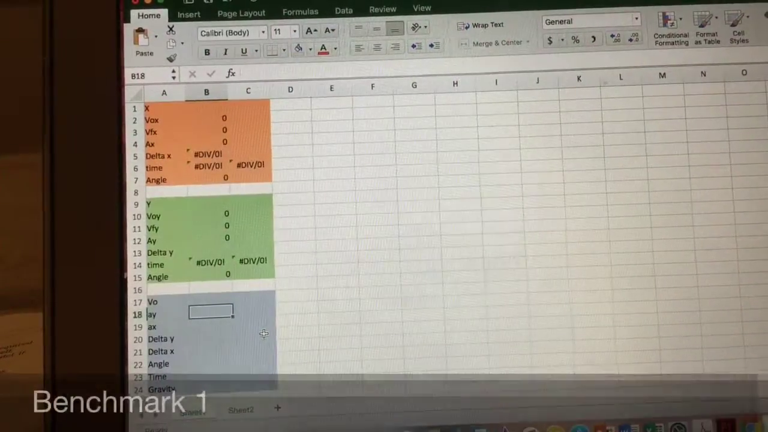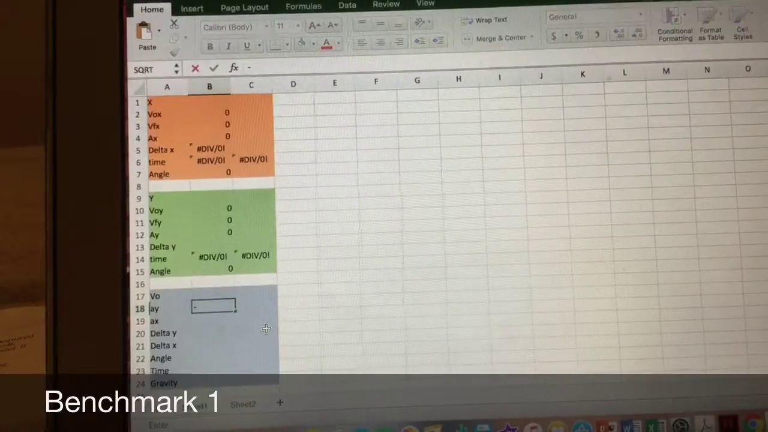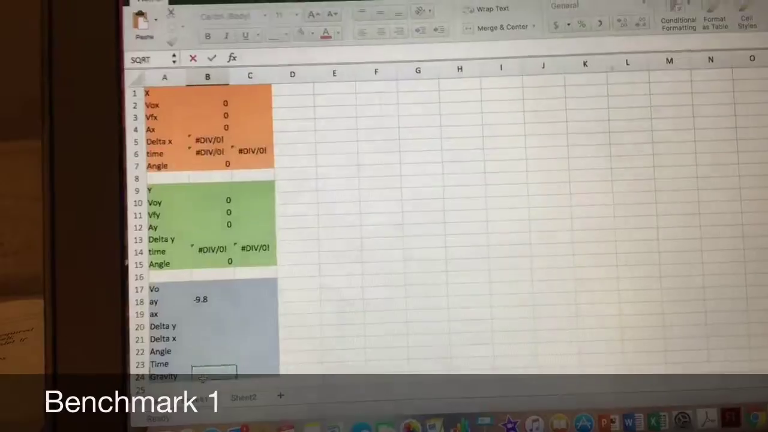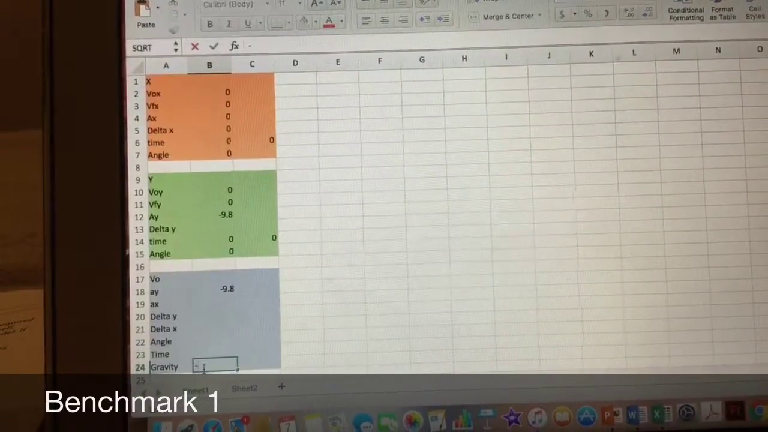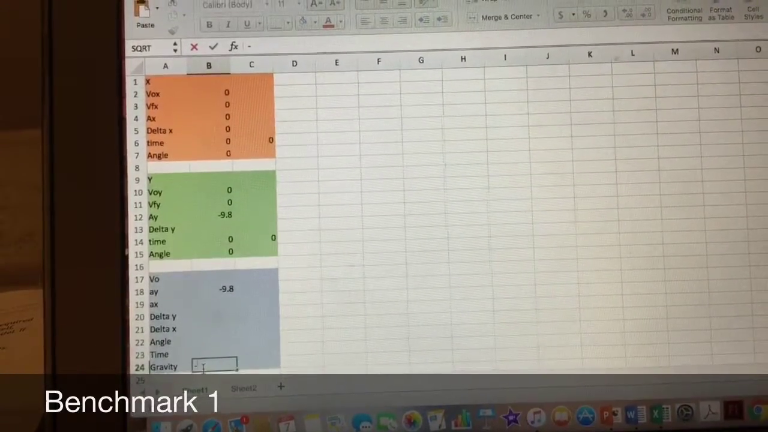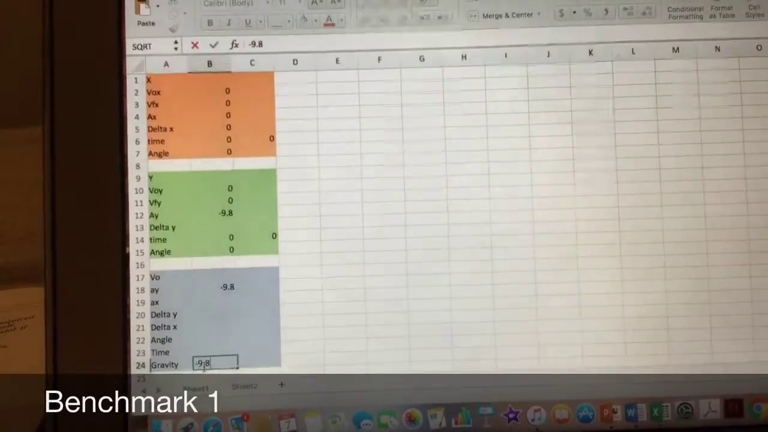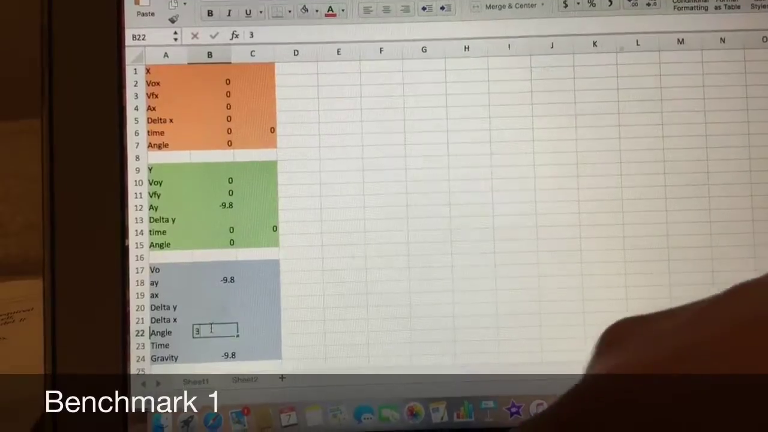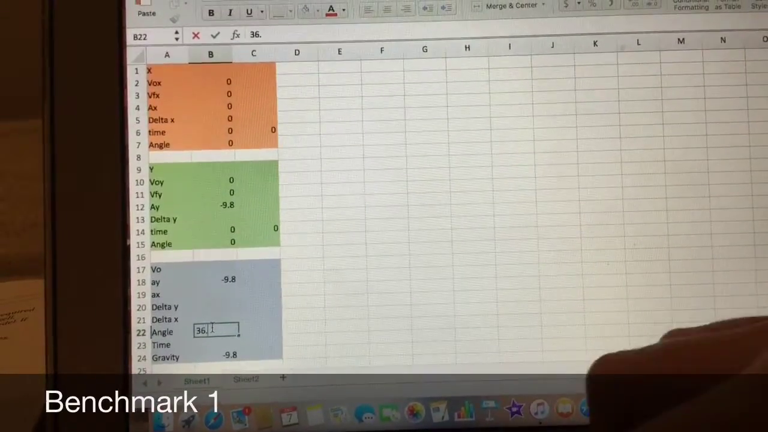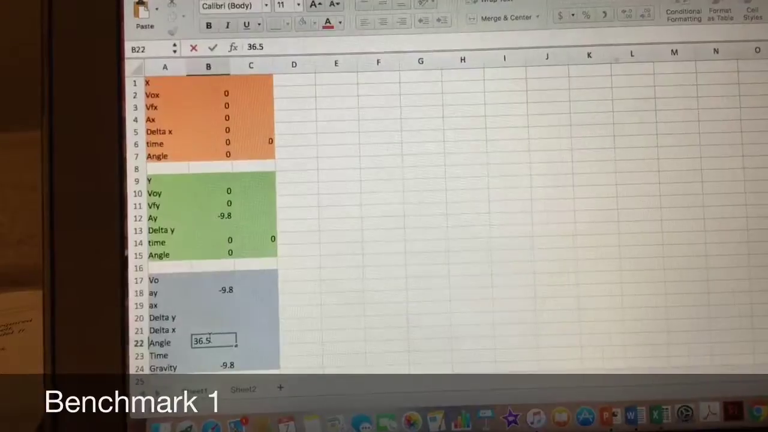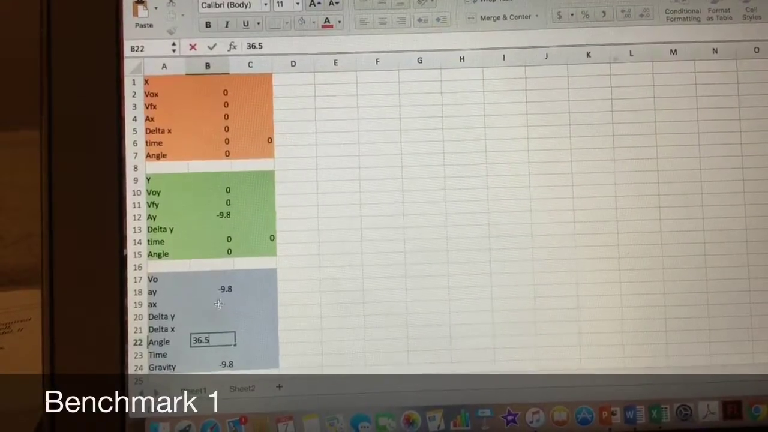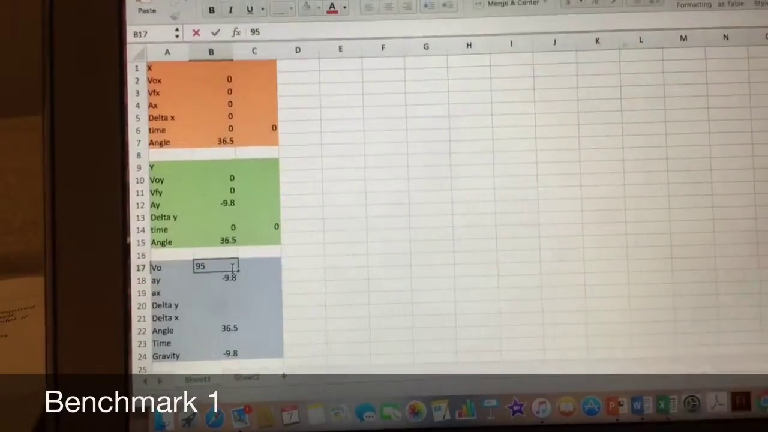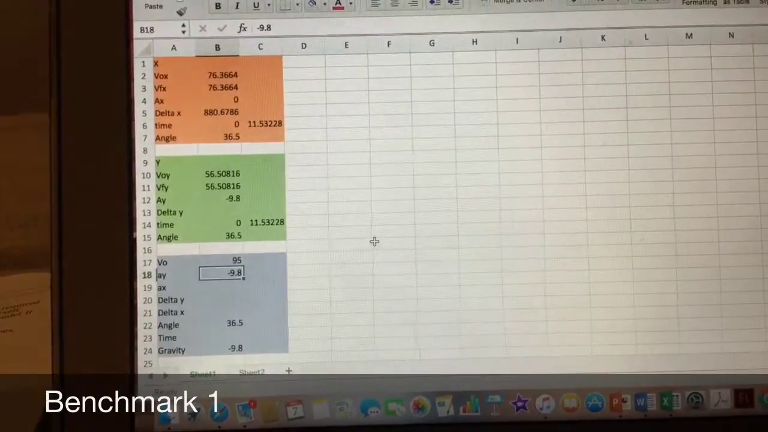This is benchmark number 1. First, we start plugging in what we know. We know that the acceleration in the y-axis is the gravitational pull on Earth, and it is negative 9.8. And we also plug in negative 9.8 for gravity because the gravitational pull on Earth is negative 9.8. Then we are given that the angle is 36.5 degrees, and we also know that the initial velocity is 95 meters per second. So we plug that in, and then we know that the displacement in x is 880 meters.